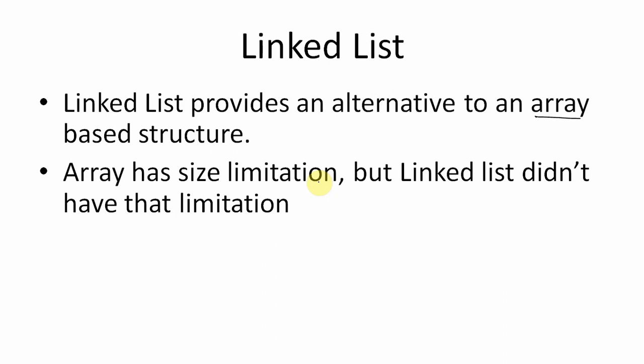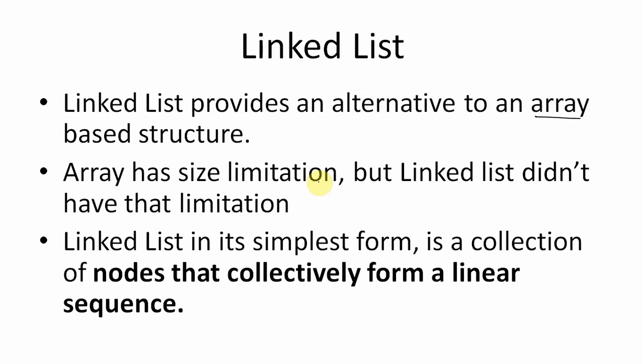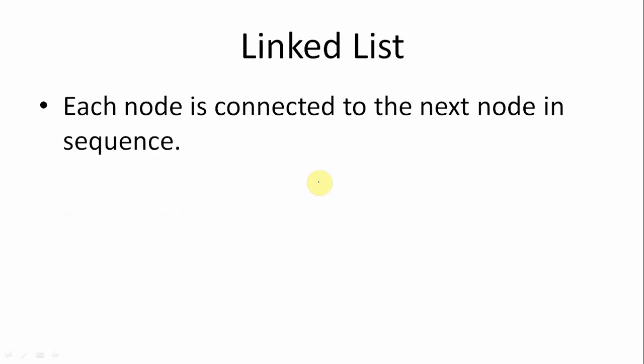A linked list is also a linear data structure. In this, the linearity is formed by connecting the first node to the second and so on to the last node. So a linked list in its simplest form is a collection of nodes. Each node is connected to the next node of the sequence, and these nodes collectively form a linear sequence.